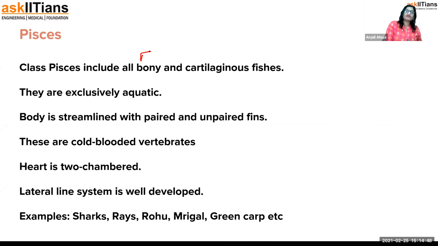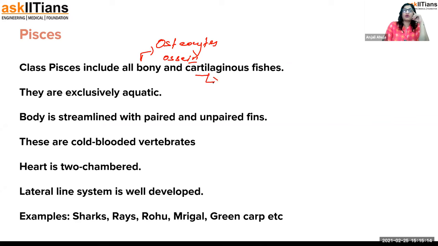The cells of the bony fishes are known as osteocytes, like the bones that we have in our body; the cells of them are known as osteocytes. Wherever you see the word osteo, that means they're talking about bone. And they have a protein named ossein. So these are the osteichthyes.